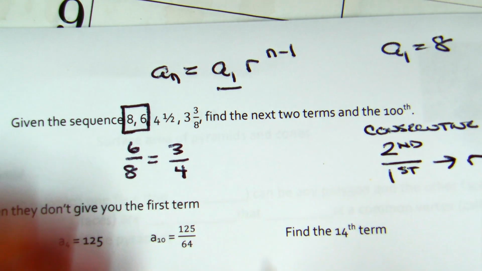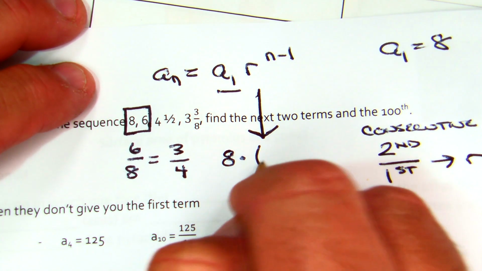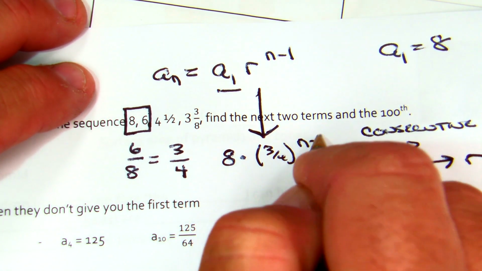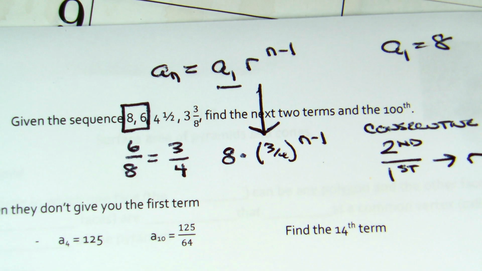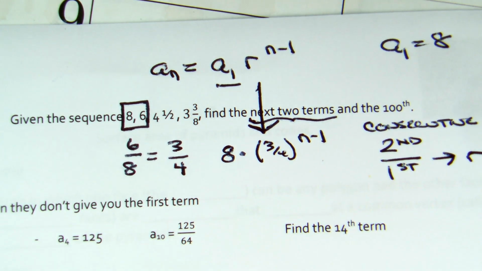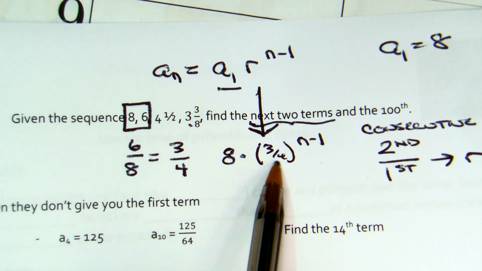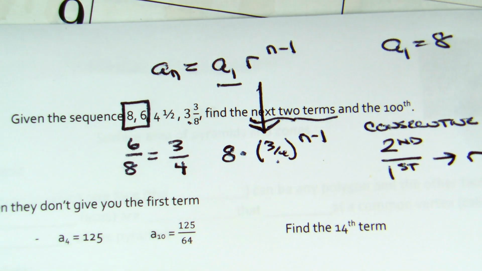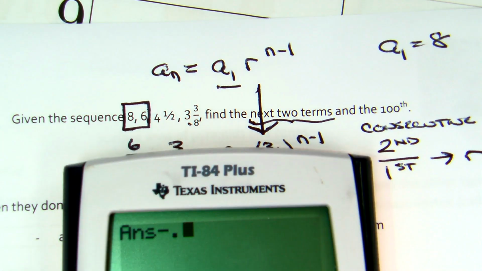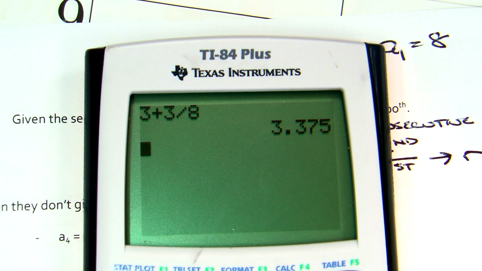All right? So that means this becomes 8 times 3/4 to the n minus 1. Now, first thing it asks for is the next two terms. So all I'm going to do is take the last term they give me and multiply by what fraction? 3/4. So I go to my calculator. 3 plus 3 divided by 8. Everybody okay with that? And then I multiply by 3/4. And it gives me that decimal.